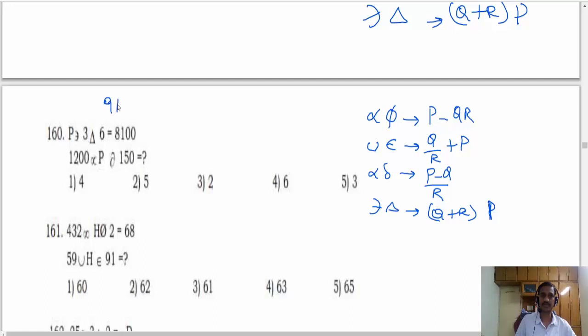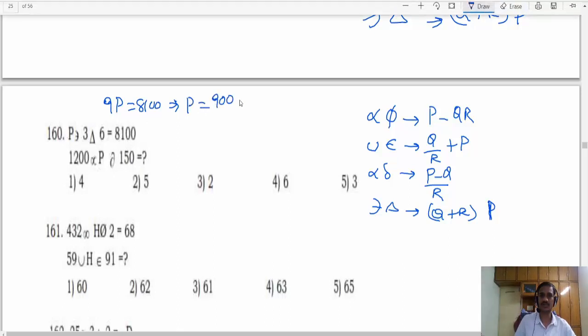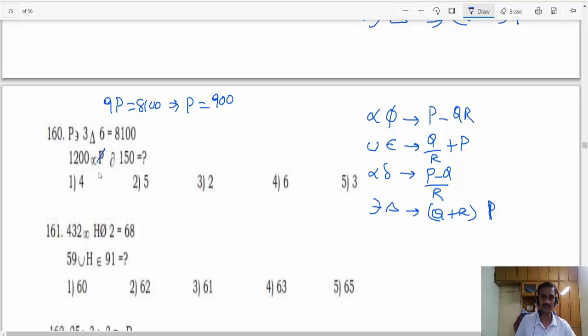That means 9P equals 8100. Then what is P here? P is 8100 divided by 9, which is 900. What is the value of P? 900. Here 900 replaces it. Now which condition does it come under? The third one, alpha and this.